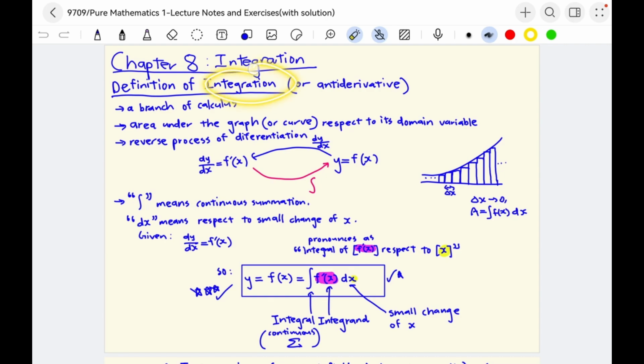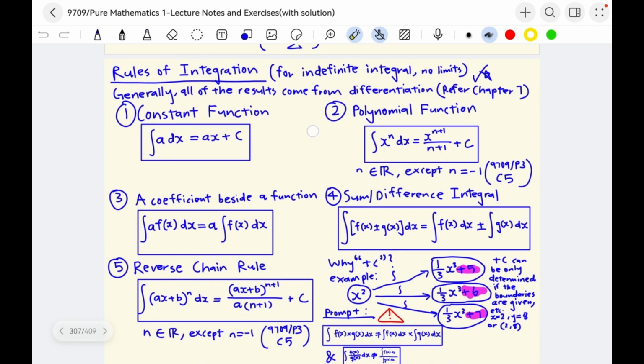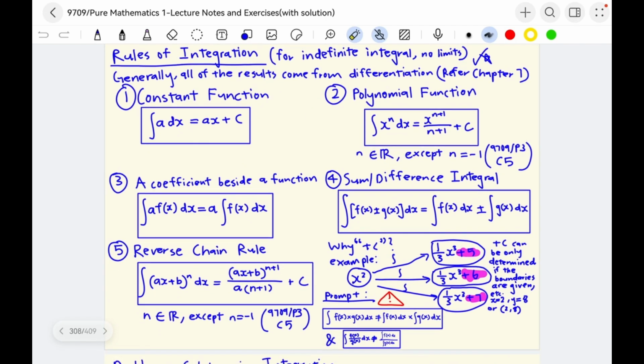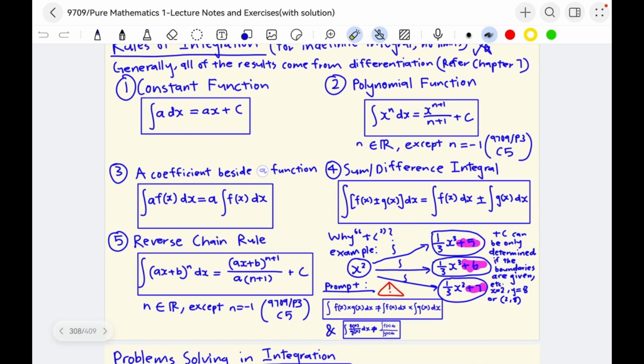First, integration is the reverse process of differentiation, or antiderivative. Second, you have to know about the rules of the integration for indefinite integrals, no limits. Okay, so it's actually coming from the results of the differentiation. And you should realize why there is a plus C for the indefinite integrals. Refer to the reason over here. Hopefully you understand about it.